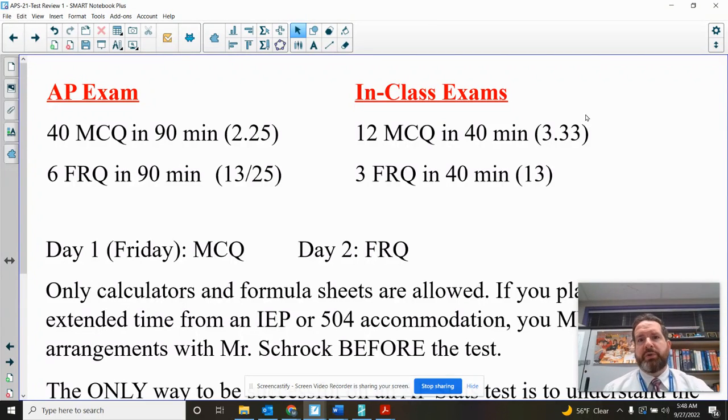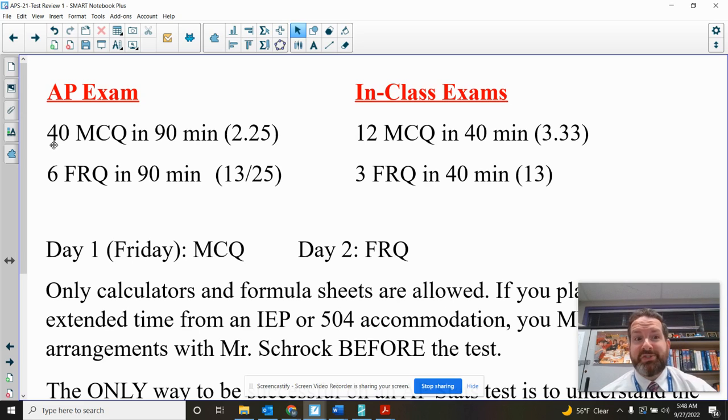Let's talk about the structure of our in-class AP Stats tests. It's intended to be a mini version of the real AP Stats test that you'll take in May, so that you get used to the format and the structure. On the real AP test in May, there are two parts: the multiple choice, for which you have 90 minutes, and the free response, for which you have a separate 90 minutes.